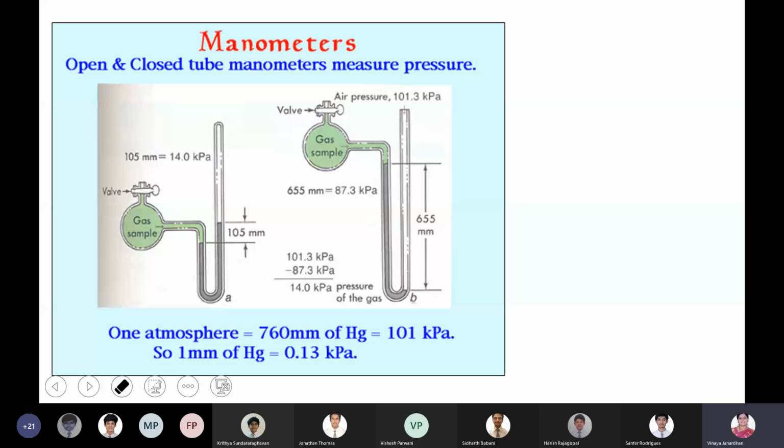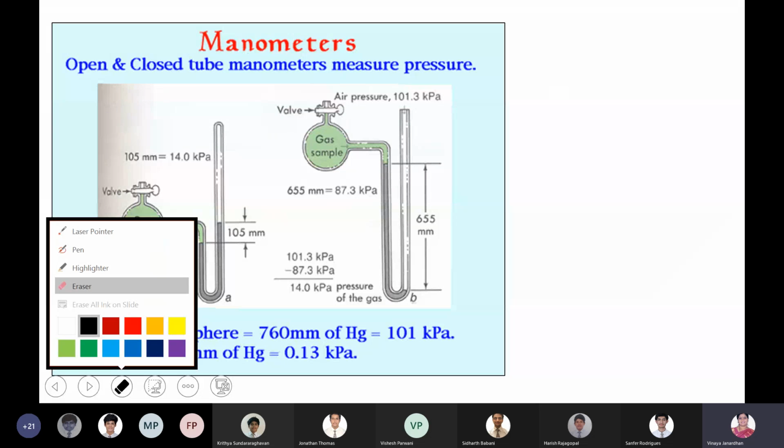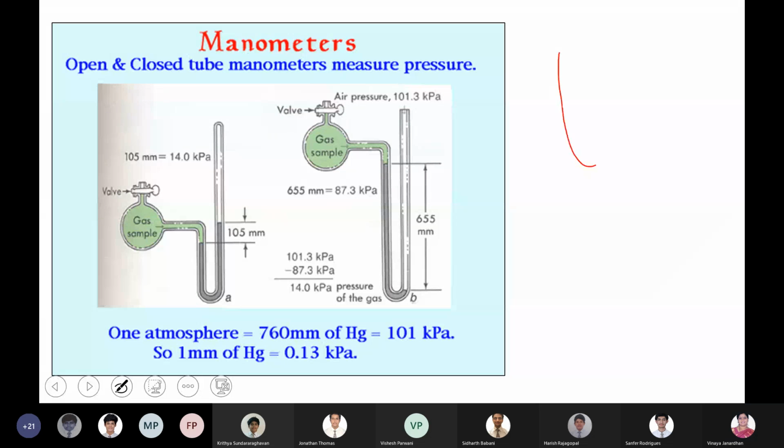suppose, have you learned about the U tube manometer in your lower grade? Have you learned this in 8th grade, 11th standard? Ma'am, I think we have seen it somewhere, like in the textbook itself.